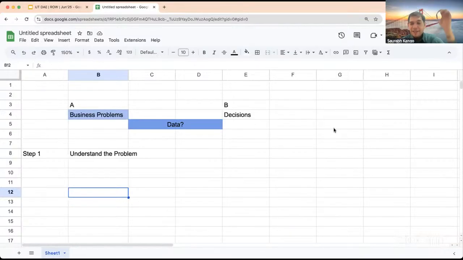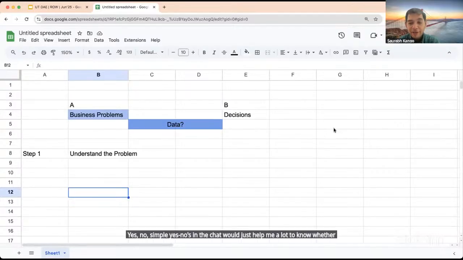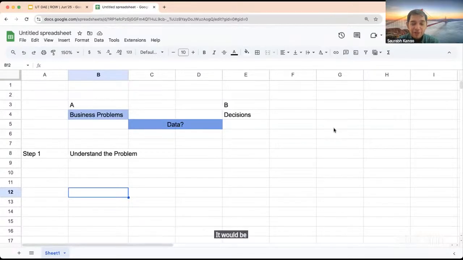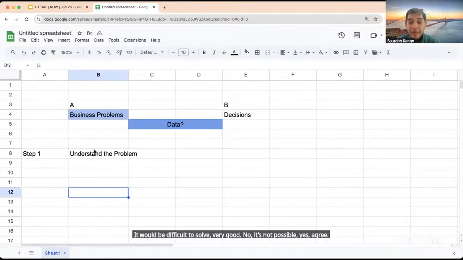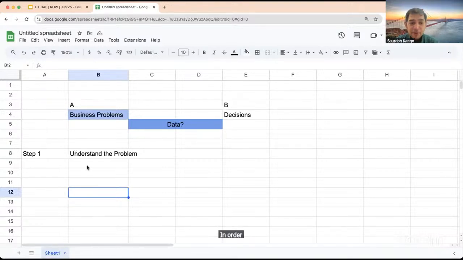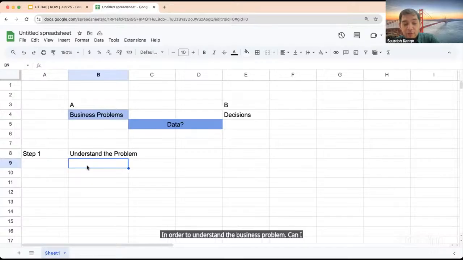Yes, no, simple yes or no in the chat would just help me a lot to know whether you're all here and able to understand. It would be difficult to solve. Very good. No, it's not possible. Yes, agree. So can I say the step one in the process is to understand the business problem? In order to understand the business problem, can I say we need to ask the right questions?